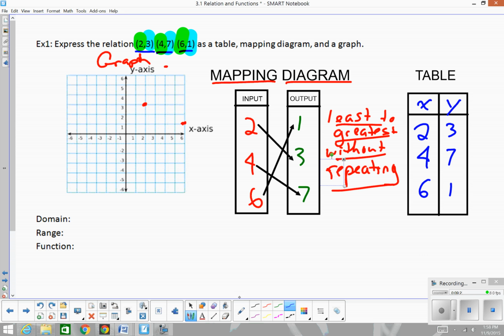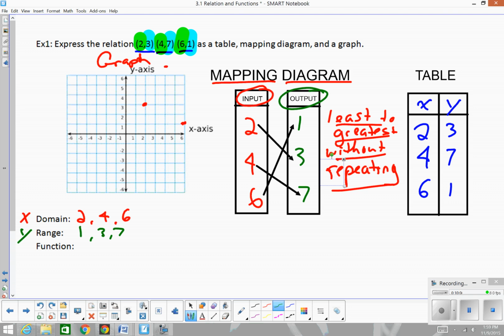Okay, good. Now, I'm going to refer back to my domain and range, and then I'm going to answer the question whether it's a function or not. So now, my domain is just all of my x values. So the easy one to probably do is the mapping diagram, because your domain is the same thing as saying input values. These are already in least to greatest order without repeating, and that's how I want your domain to be. So just remember your domain is like your x. So what are your x's? In this case, it's 2, 4, 6. Awesome. Your range are your y values. So here my y values from least to greatest, without repeating, it's going to be 1, 3, 7.